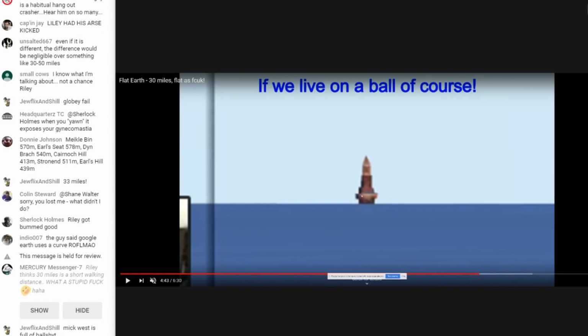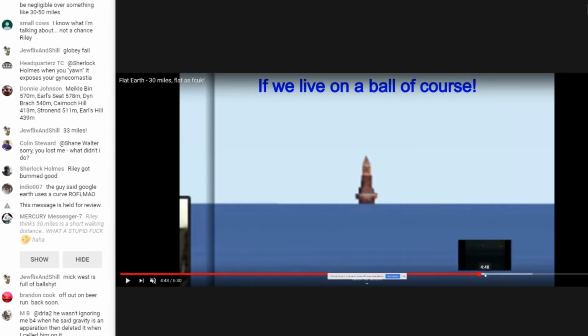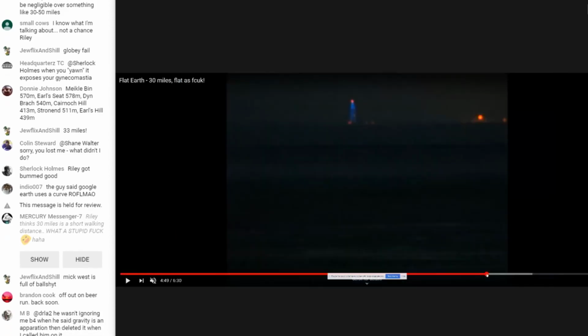In terms of meters, that's what? Is it 160 or something like that, meters? So it's much smaller than the bridges that he's looking at, and that's what it's supposed to be if we live on a sphere at 30 miles away. But that's what we actually see.